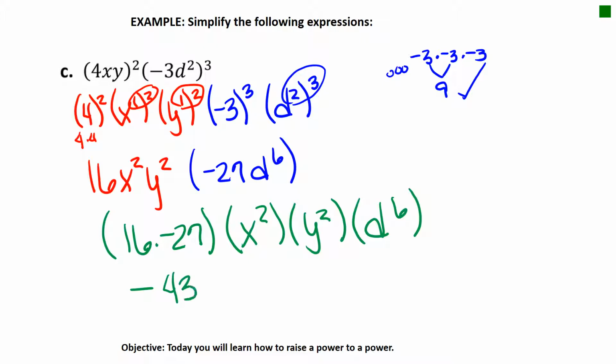Did you notice I was stalling when I went to my calculator on that? Okay, no, I cannot multiply that in my head. Since you just have the one little x squared, the one little y squared, and the one little d to the 6th, they just come on down and give you negative 432, x squared, y squared, d to the 6th.